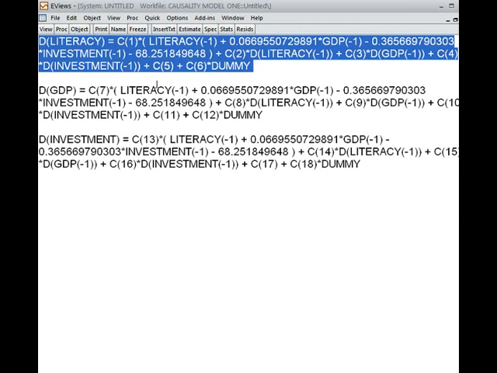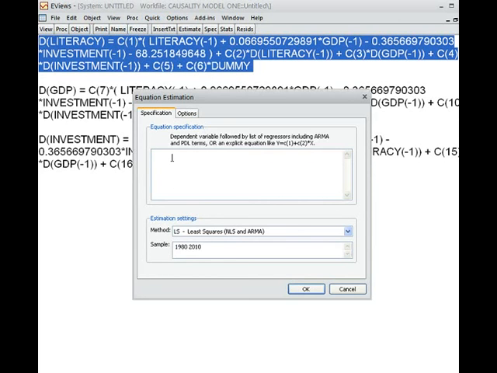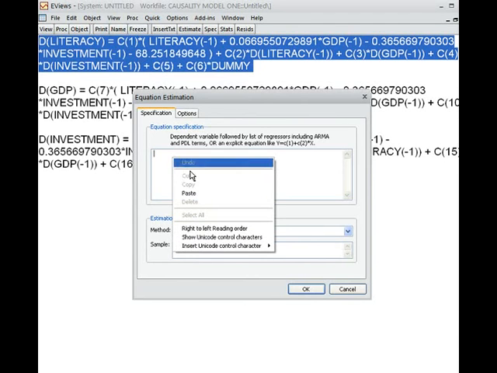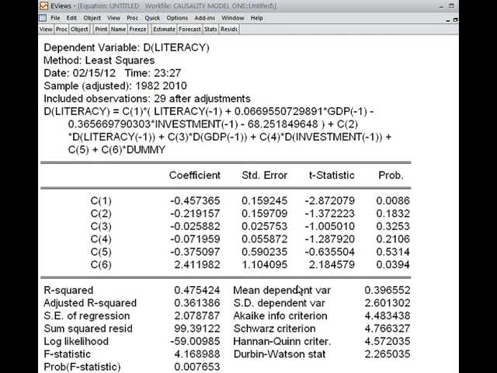So I take it, I copy, and I go to quick. Then I choose estimate equation. Then I paste it. I paste the whole thing here, right? So I press OK. So this is my error correction model, where literacy is the dependent variable.